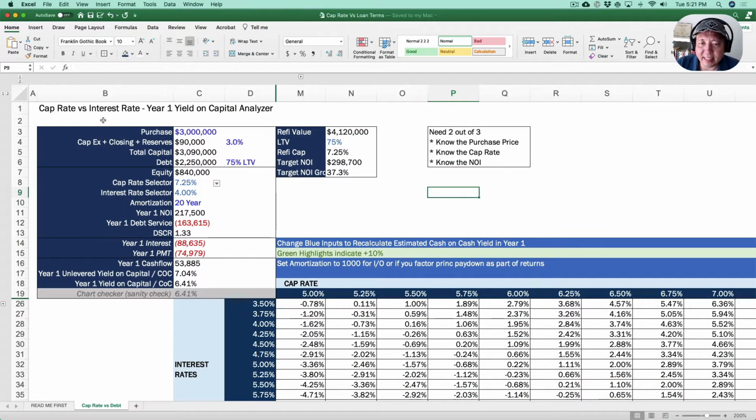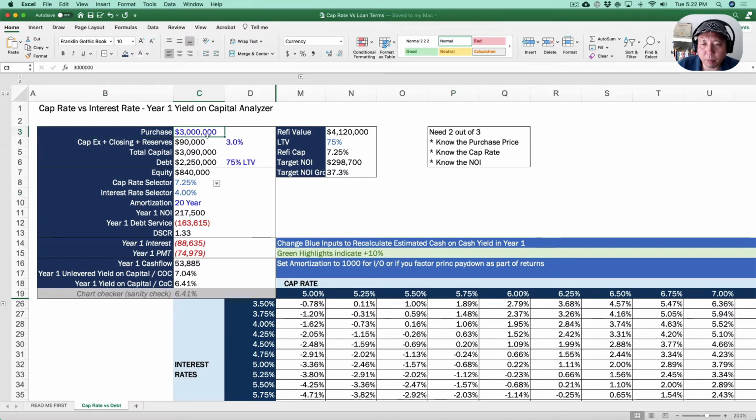What this sheet does is it takes the cap rate, the loan terms, your interest rate, and your overall capital needs, and it uses that to estimate what your year one cash on cash, or yield on capital return percentage, is going to look like. I'll walk you through this, and as I walk through it, I'll try to explain it as best as I can. So let's start here with a purchase price.